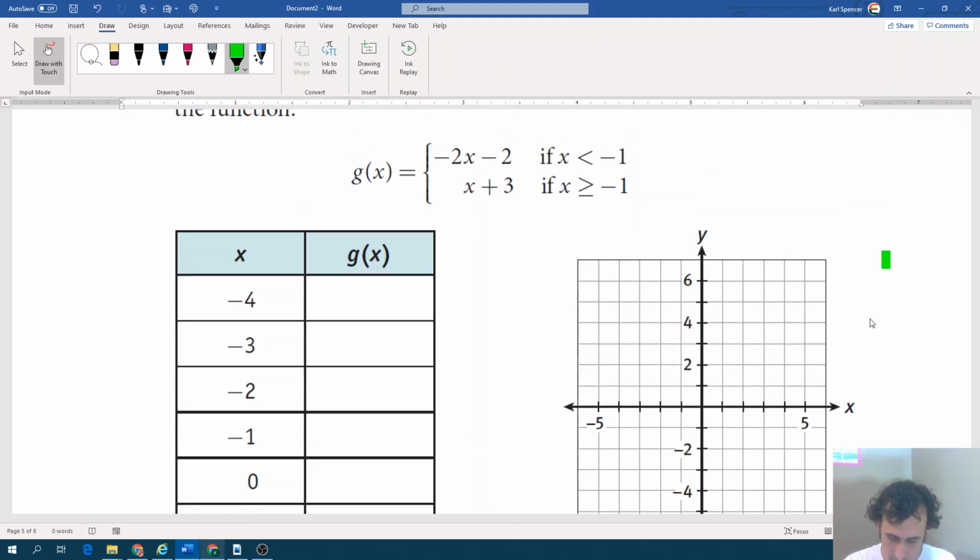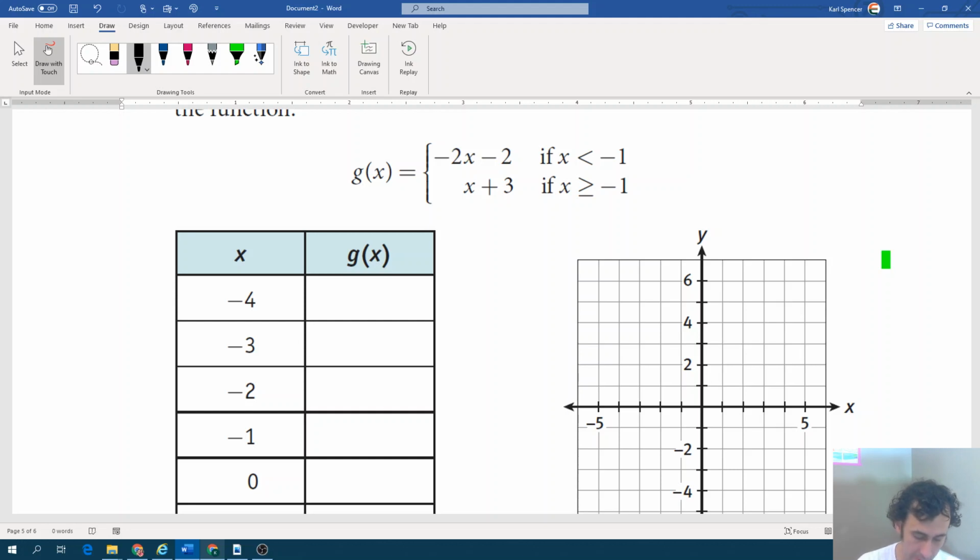If I wanted to graph or evaluate this piecewise function, I'm going to start taking my x values and plugging them into my equation. After I get my table of values, I'm then going to go to the graph and plot. The one thing we need to be aware of is, as we're testing our x values, are we testing them into the correct equation?